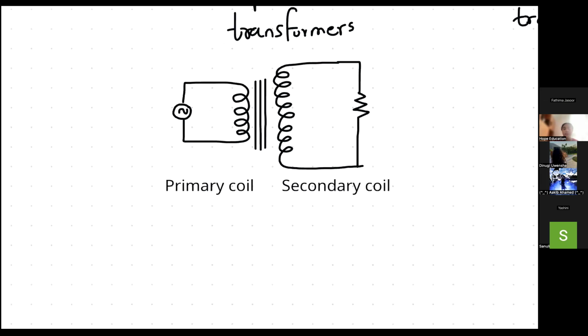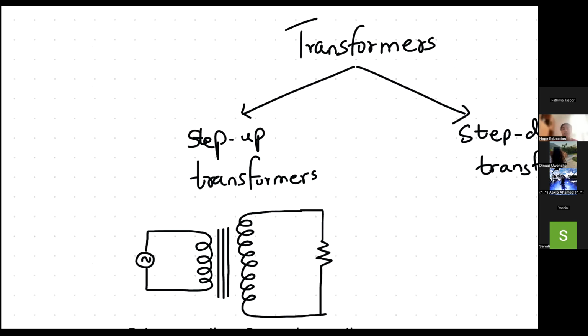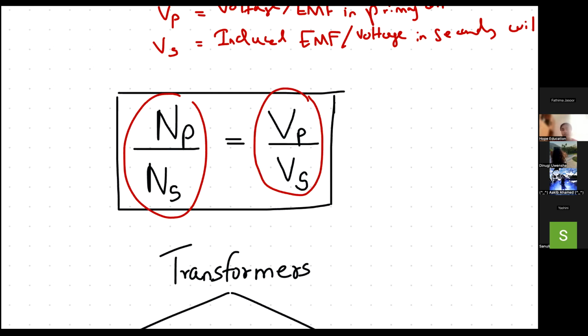You can see here that the number of turns in the primary coil is less than the number of turns in the secondary coil. Or the number of turns in the secondary coil is more than the number of turns in the primary coil. Then according to this equation, the ratio of the number of turns in the primary coil and the secondary coil is equal to the ratio of the voltage in the primary coil and the voltage in the secondary coil.